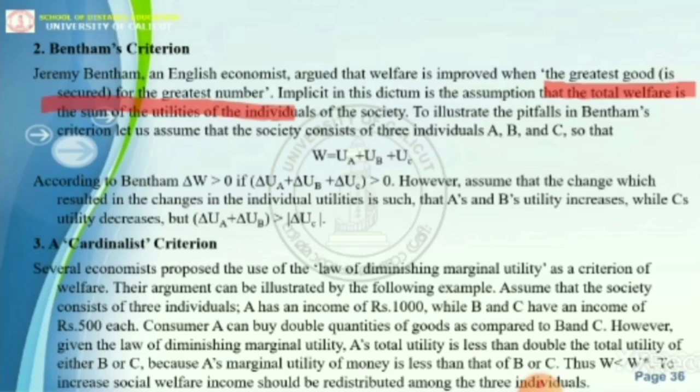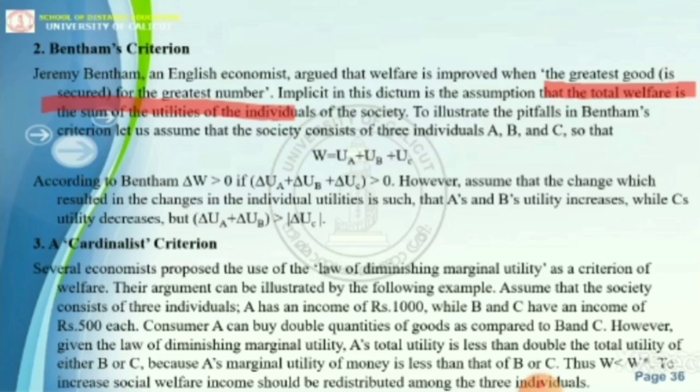However, assume that the change which resulted in the changes in the individual utilities is such that A's and B's utility increases while C's utility decreases. But delta UA plus delta UB is greater than delta UC.